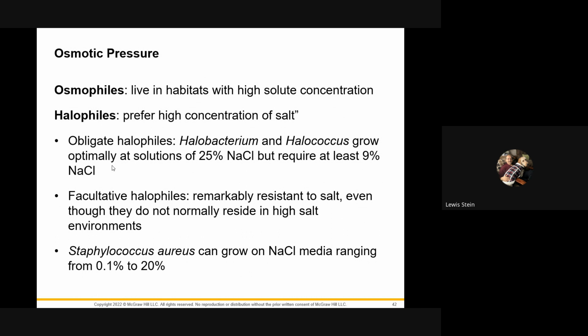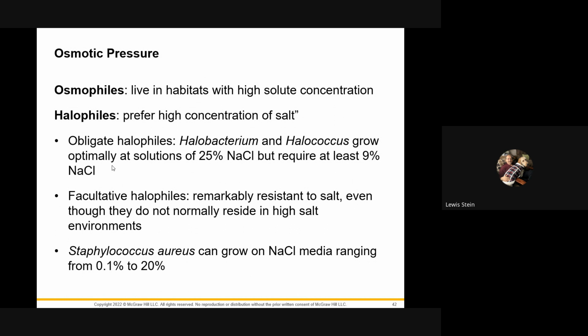We call those selective and differential agars. When something is selective, it means we've added a chemical that encourages the growth of one or certain bacteria and limits the growth of others. So when we want to grow Staphylococcus, we put 7% salt in the agar. Differential means we can see a visible change to help us identify it.